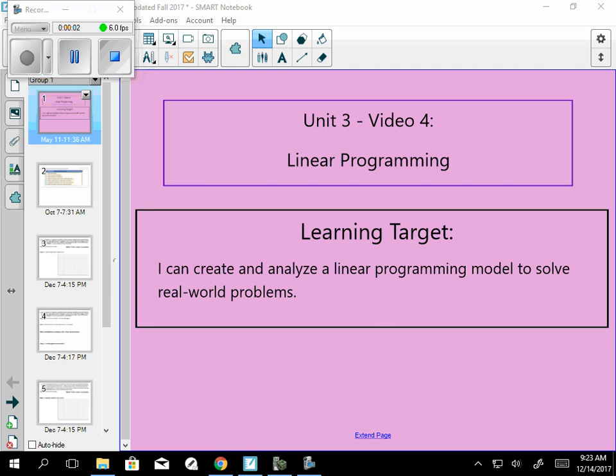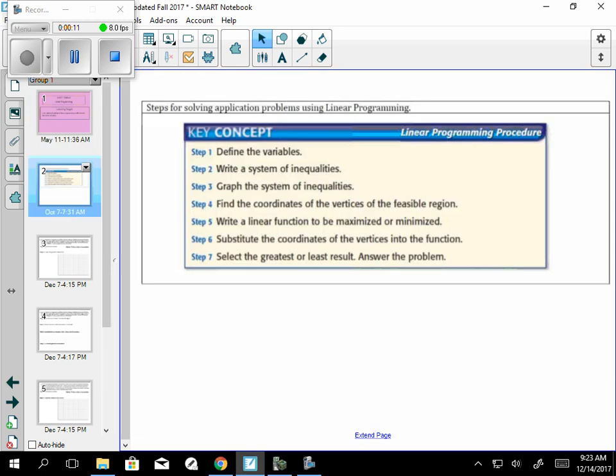Today we're going to look at linear programming problems and how you can analyze a linear programming model and solve real-world problems. The key steps that we're going to be doing when we do these: one, we want to read through the problem and define the variables.